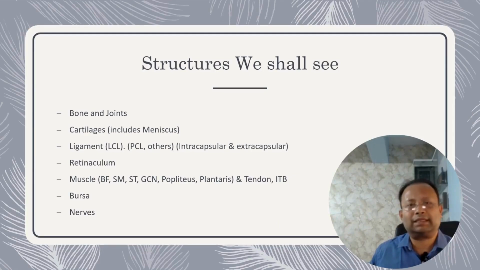We will see the structures in this way, from deep to superficial. So the deepest structure is bone, and then joints, then ligaments and retinaculum, muscle, different types of muscles, all from the posterior aspect we will discuss today, and then bursa, and then nerves, small nerves are there. So we will see all those.